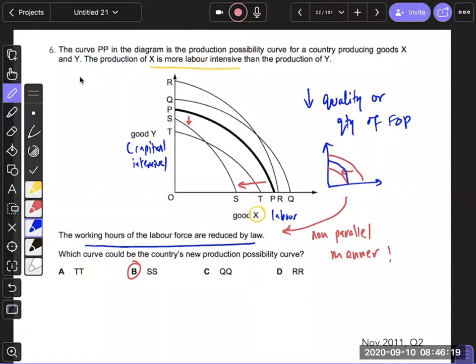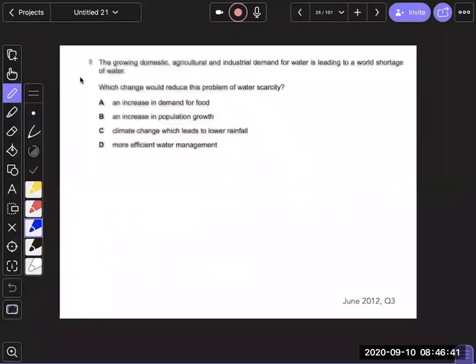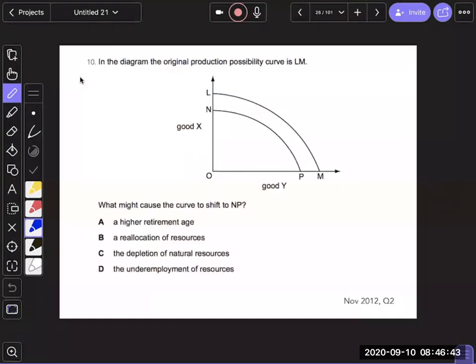Does that make sense? Are we going to move on? Okay. What about question number 10, guys? Take 1 minute and give me an answer for question number 10.